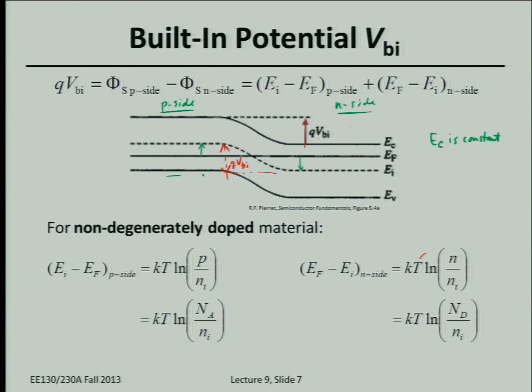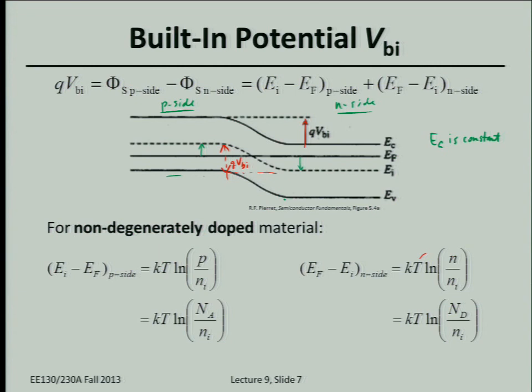QVBI at the top is the band bending, right? That's right. So the total amount of bending in EC is the same as the total amount of bending in EI and the total amount of band bending in EV. Does that make sense? It's completely parallel.